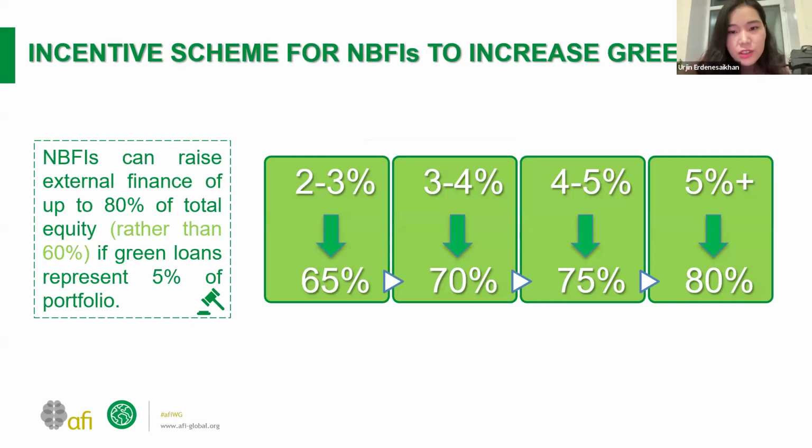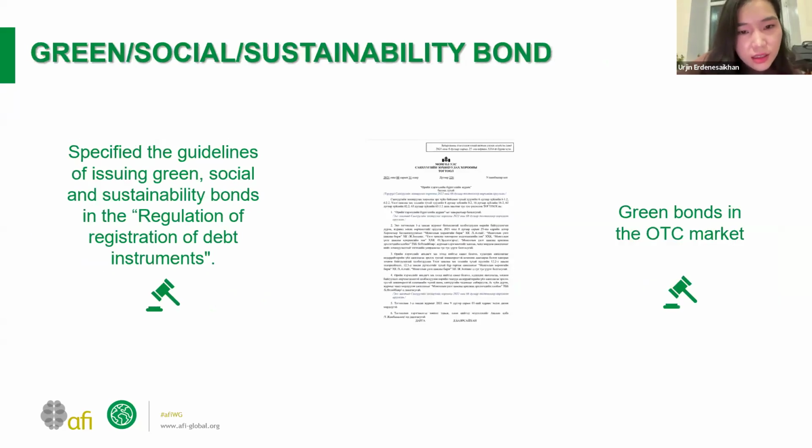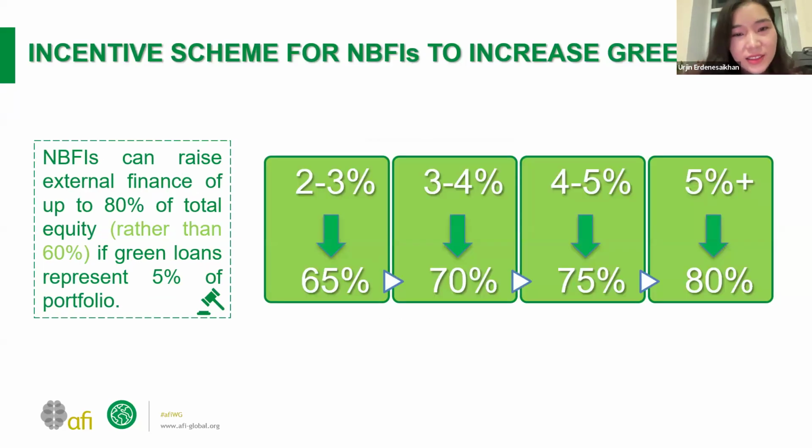As I mentioned before, NBFIs can raise external finance up to 80% of total equity if green loans represent 5% of the portfolio. It imposes the following loan to equity ratio requirements. And previous slide, please. Next and next.